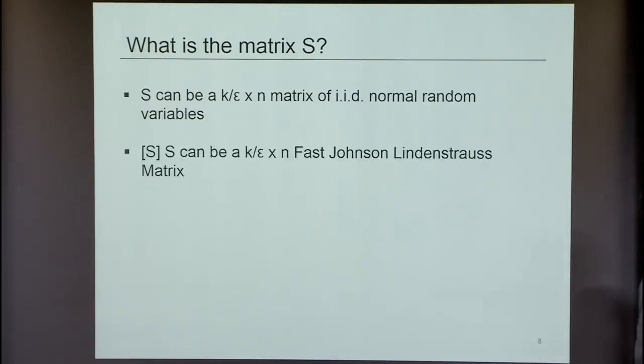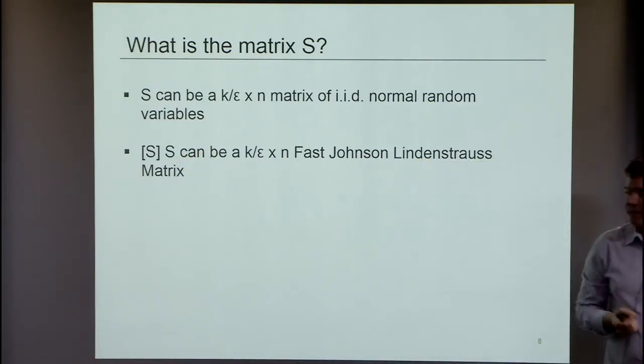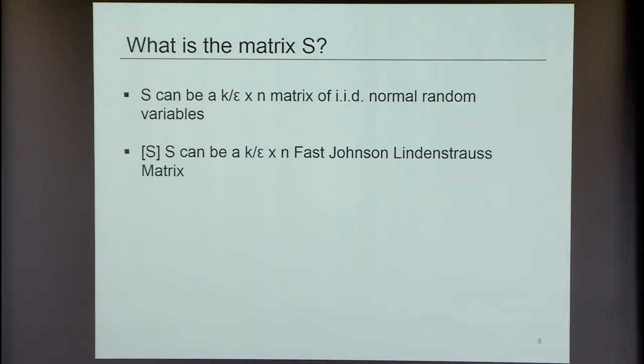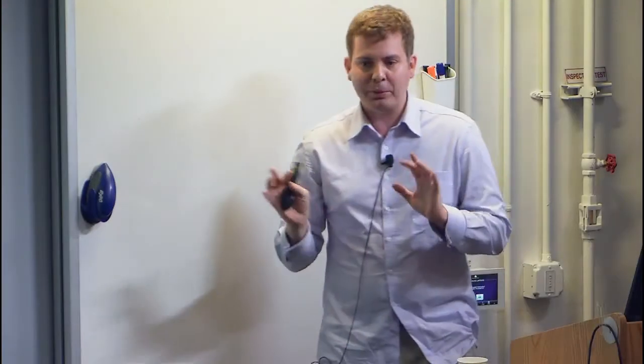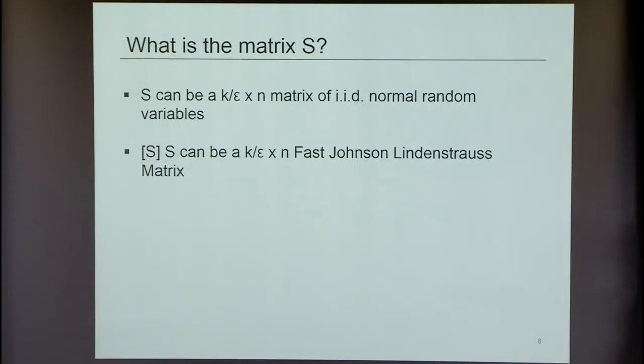Okay, so in a very nice paper of Thomas Sarlos, he showed that instead S can be a k over epsilon by n Fast Johnson-Lindenstrauss matrix. And this uses algorithms for FFT. So now you can compute S times A in time which is roughly n times d, up to a log n factor, which is optimal for dense matrices. However, it's still not input description time. This method can't exploit the fact that your input matrix A is sparse.